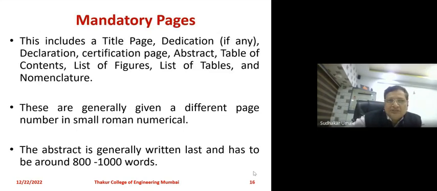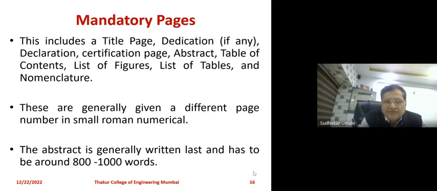I will come to the mandatory pages. This includes title page, dedications. Dedication is not required, but you can add if any. Declaration, certification page, abstract, table of contents, list of figures, list of tables, and nomenclature. So these are very mandatory. If you are not writing each and everything, then your project may not be accepted in the universities. It may be rejected.